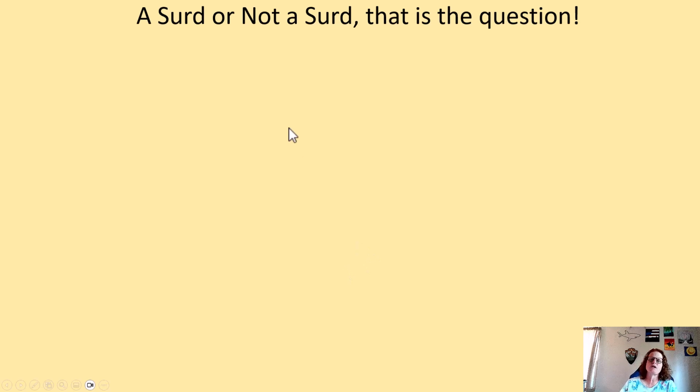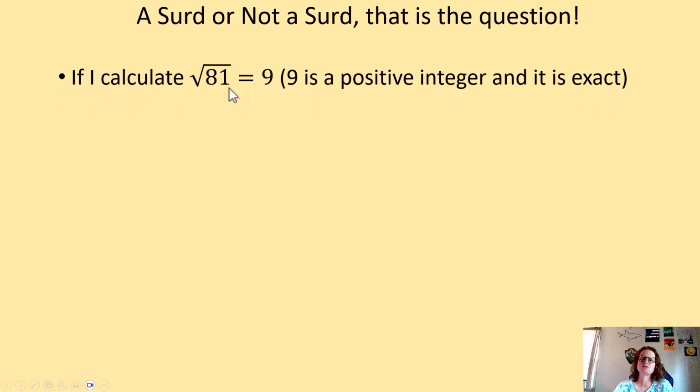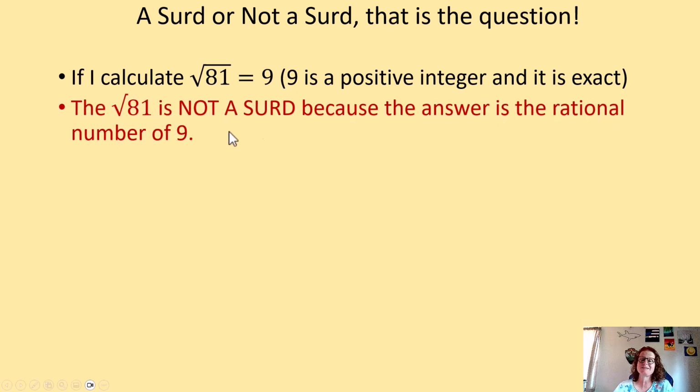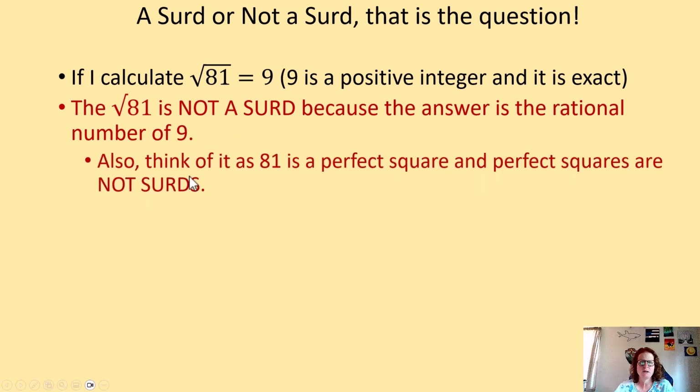So a surd or not a surd? That is the question. If I calculate the square root of 81, I get 9. Square root of 81 equals 9. 9 is a positive integer, and it is exact. Square root of 81 is not a surd because the answer is a rational number, 9. Remember, a surd has to be irrational. It never ends, never repeats. Perfect squares are not surds. Okay? So if you think of 81 as a perfect square, and perfect squares are, again, not surds.